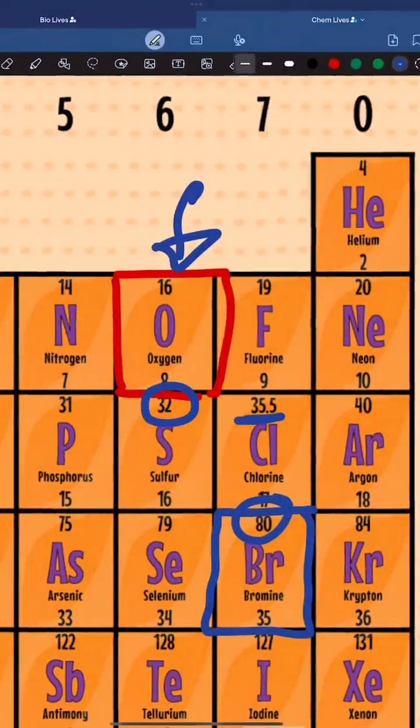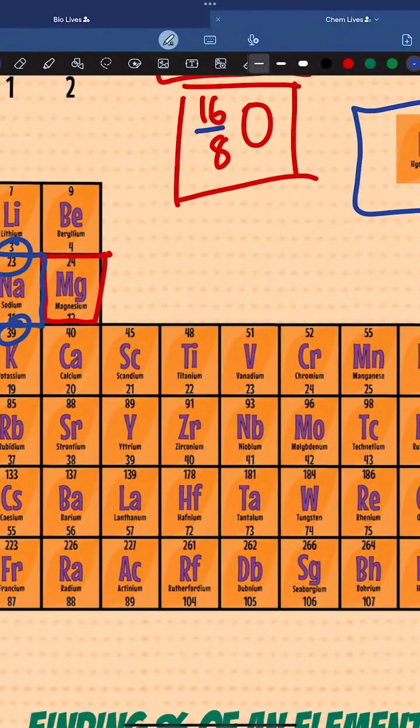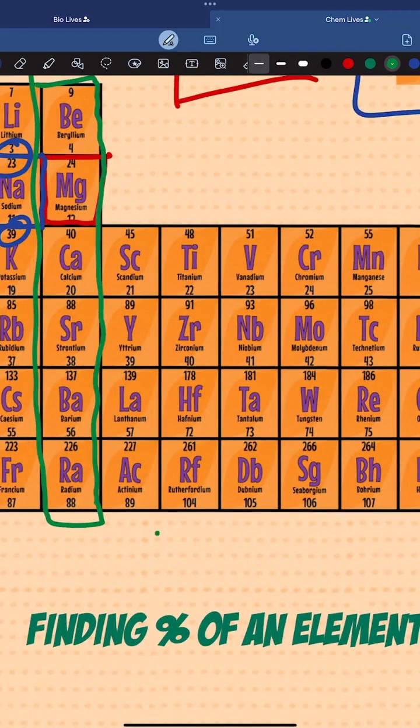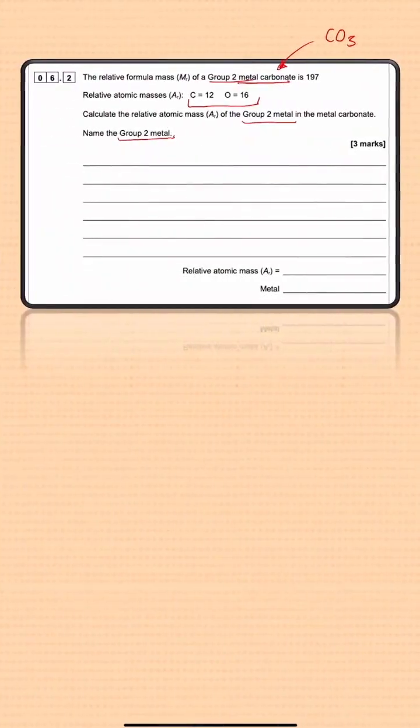So let's look at our periodic table. Let's see where group 2 is. So this whole thing here, let's change the color, this whole thing here is group 2. So that means it's going to be something CO3, group 2 CO3. So it's going to be either beryllium carbonate, it could be magnesium carbonate, and so on. It could be calcium carbonate. It could be any one of these. Our goal is to find out which one it is. So let's try and think about how we can do that.